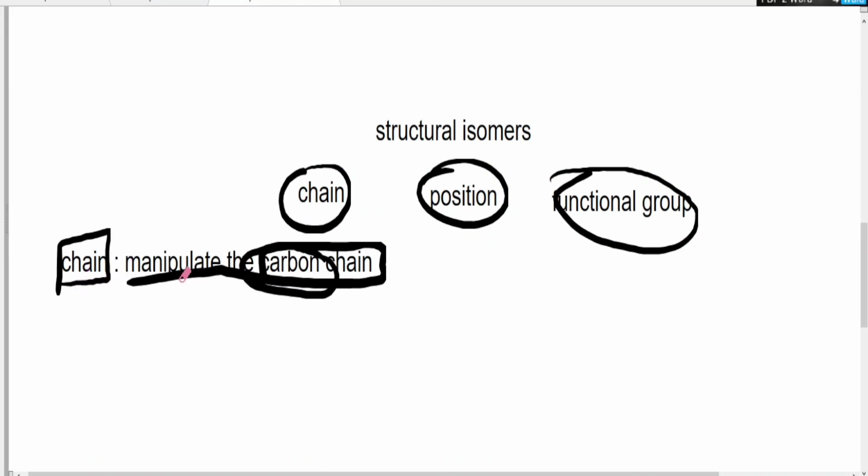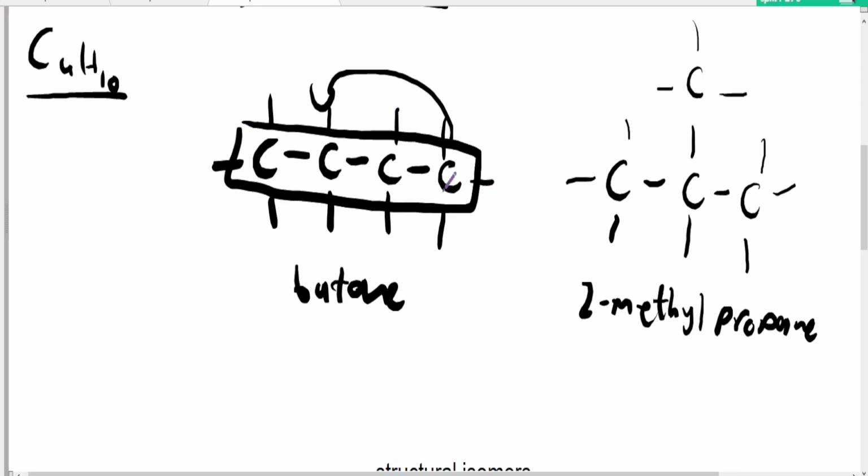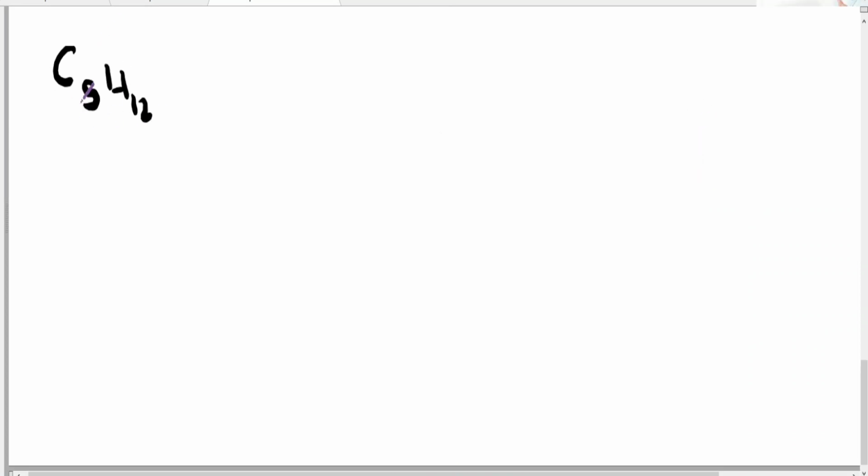Because what is chain isomerism? I told you earlier, chain isomerism is manipulating the carbon chain. And hey, look, I took this carbon from the main carbon chain and I placed it right here. So I manipulated the carbon chain because this right here was the biggest unbroken carbon chain. So I took this carbon, moved it right here, and I formed 2-methyl propane. Now, this is an example of chain isomerism. Let's do another example of chain isomer.